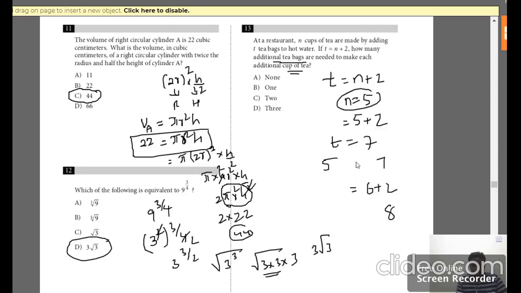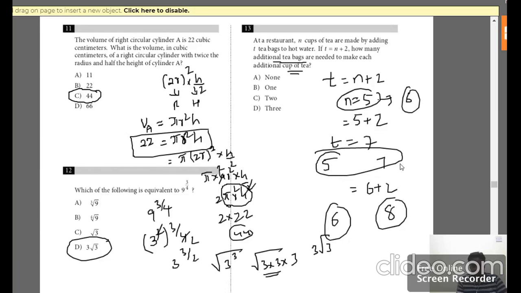I'm getting, if n is 5, okay, I'm taking 6. So for 5 it is 7, for 6 it is 8. So it means if I increase, there is an increase of 1 over here. So additional tea means if I'm increasing the number of cups of tea by 1, how many tea bags do I have to add? 1. So basically you just have to do this one. 1 is your answer.